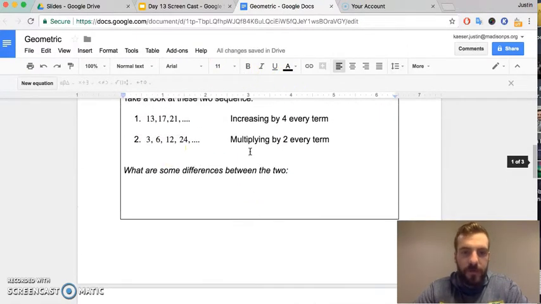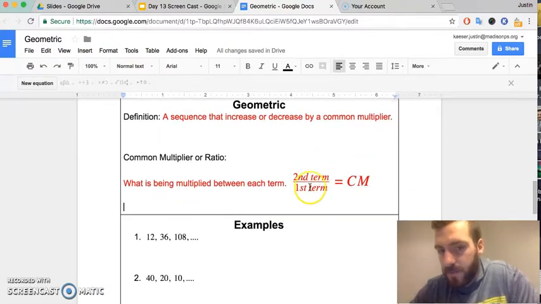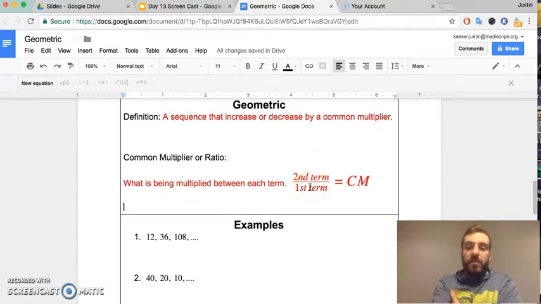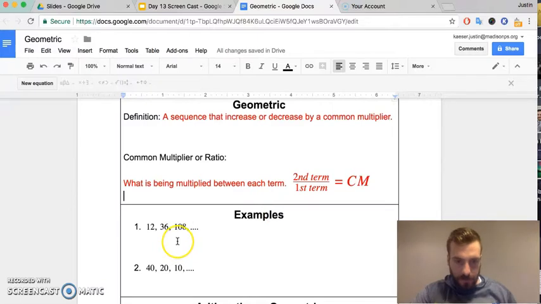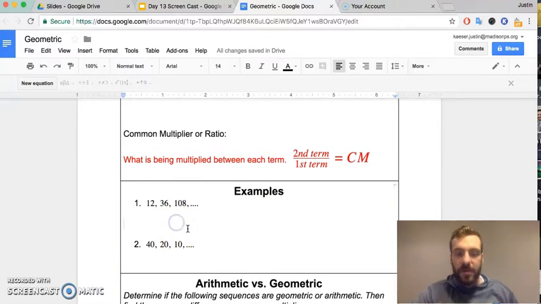So up above, 6 divided by 3 is 2. 12 divided by 6 is 2. So we just take our second term divided by the first. That's how you find your common multiplier. That's important because we need to know what's happening between each term. Now we have some examples. I'm going to do the first one with you, and then you can do the second one on your own, and we'll go over it.